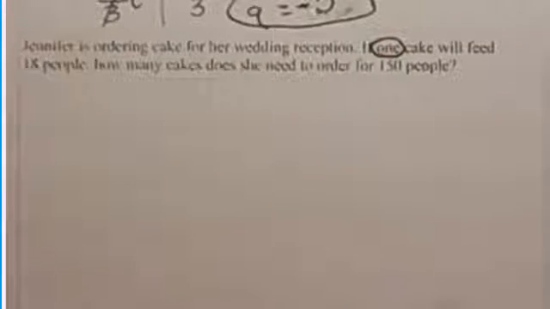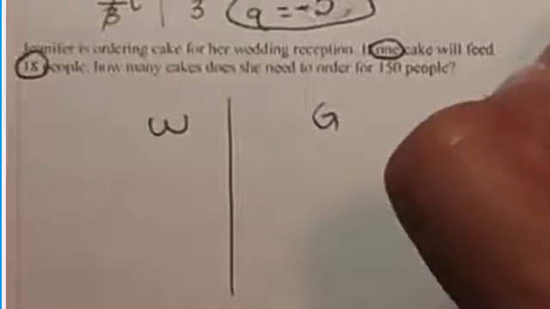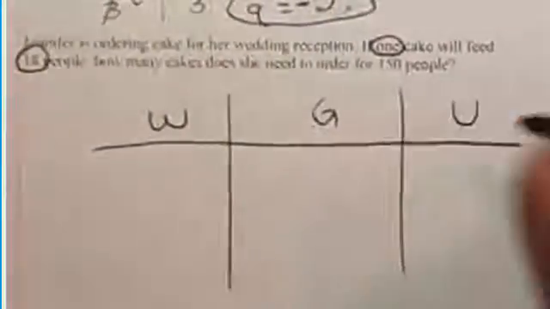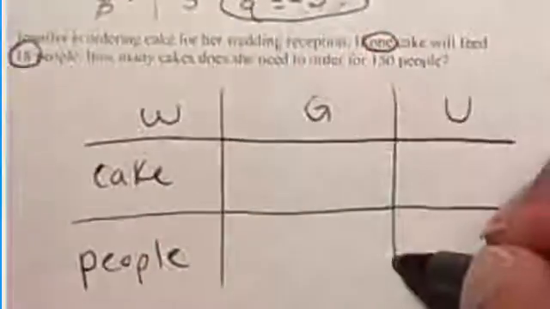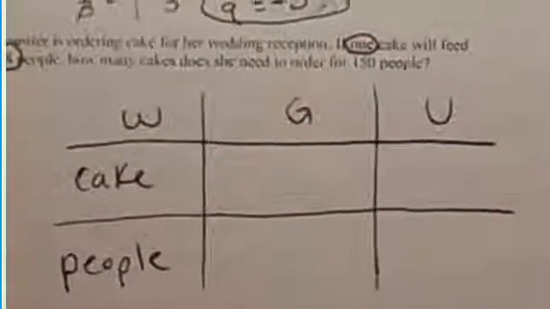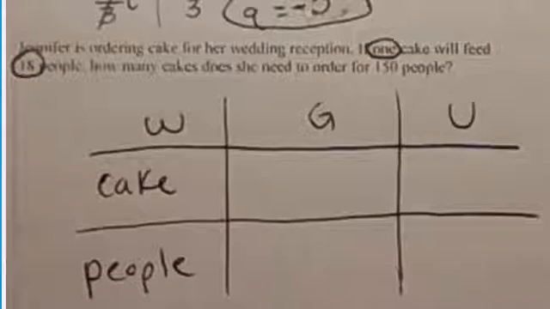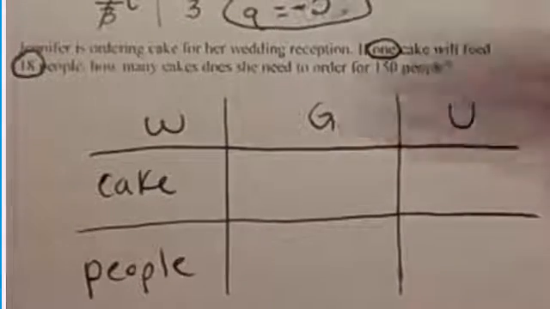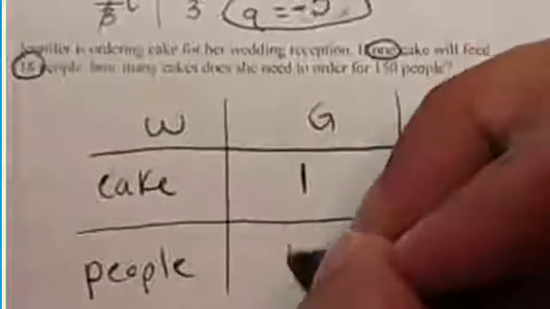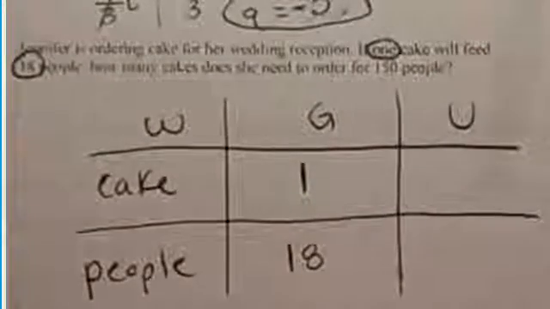So it says if one cake, so there's my first word, will feed 18 people. So far, if I set up my WGU, the two words that I have are cakes and people. It doesn't matter which one you put first. I'm going to put cake on top, people on the bottom. It says one cake will feed 18 people. That information is given, so I'm going to fill it in. One cake feeds 18 people.